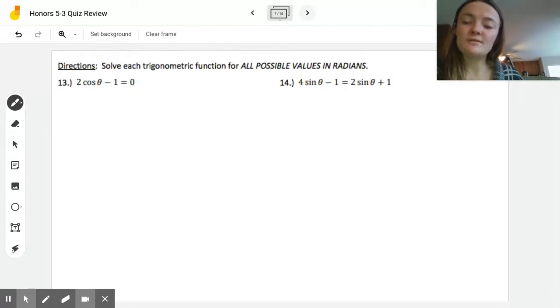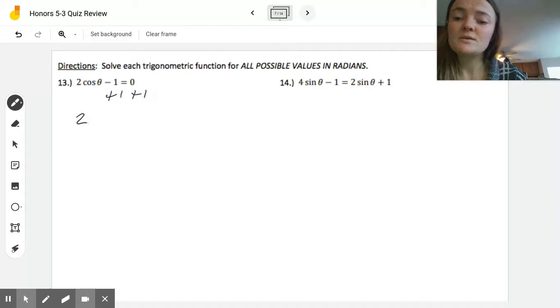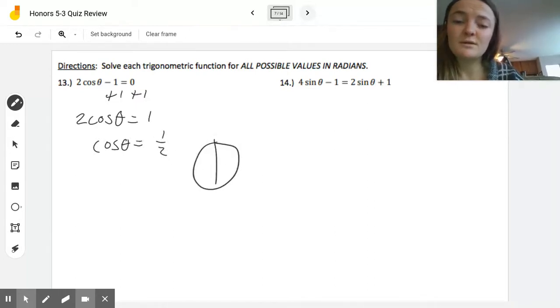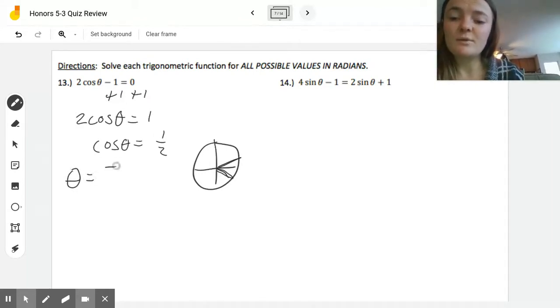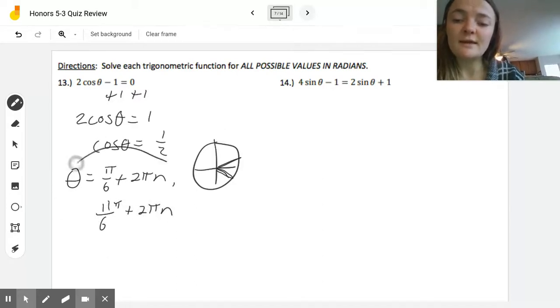2 cosine of theta minus 1 is equal to 0. Let's go ahead and add 1 to both sides. So 2 cosine of theta is equal to 1. So when does cosine of theta equal a half? Okay, well, that's a pretty standard question here. Cosine of theta is going to equal a half here, and it's also going to equal a half here. So we'll say theta is equal to pi over 6 plus the period 2 pi n, and it's equal to 11 pi over 6 plus the period times n, and that right there is the solution.